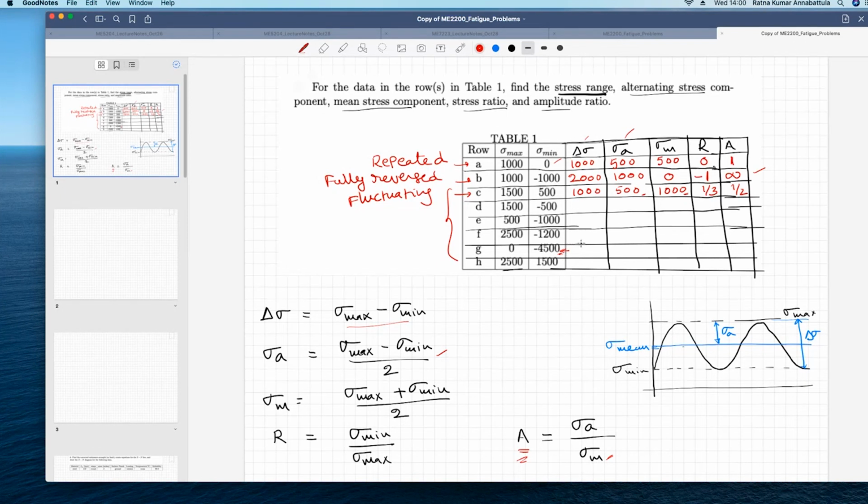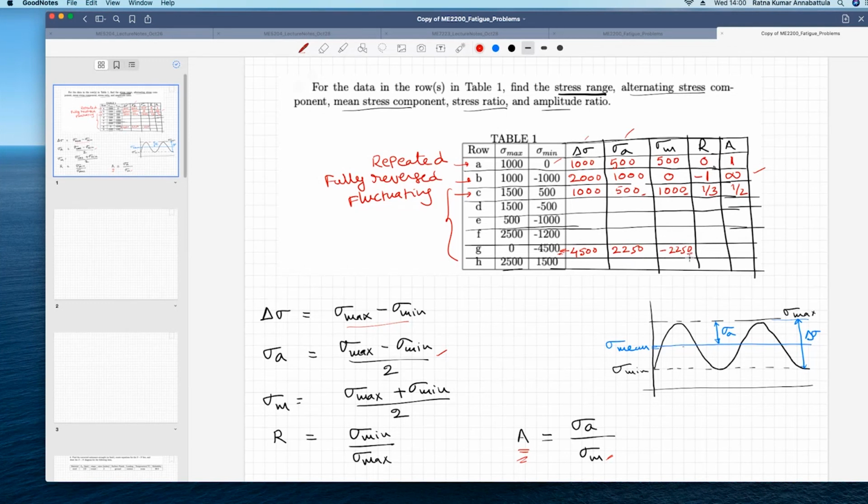So here, your delta sigma is 0 to 4500. So sigma max minus sigma min. So 0, this becomes 4500. Sigma A will be 1/2 of that. So 2250. Sigma mean is sigma max plus sigma min by 2. That is 0 minus 4500 by 2. That is minus 2250. So here you can see that stress amplitude and mean stress have the same magnitude, same value, but of course the signs are different.